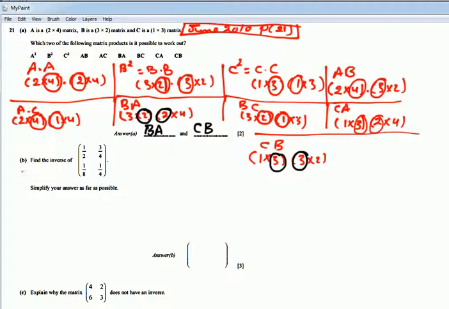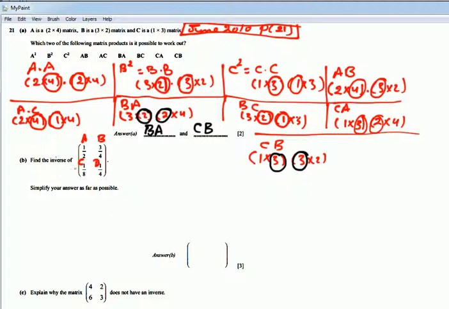Now in the second part, part B: find the inverse of this matrix: 1/2, 3/4, 1/8, 1/4. Once they ask for the inverse, the first thing that you have to do is name each element in this matrix. This is A, this is B, this is C, and this is D.